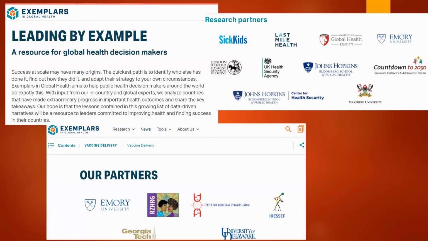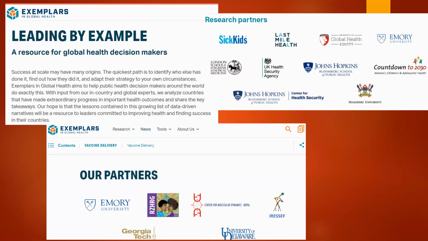And we just finished a study. This is Gates Ventures, the Bill and Melinda Gates Foundation. These are the partners. So CMDN is here, Emory is the main partner, there's Georgia Tech, and all of these. These are the other main research partners for the Exemplars in Global Health projects.